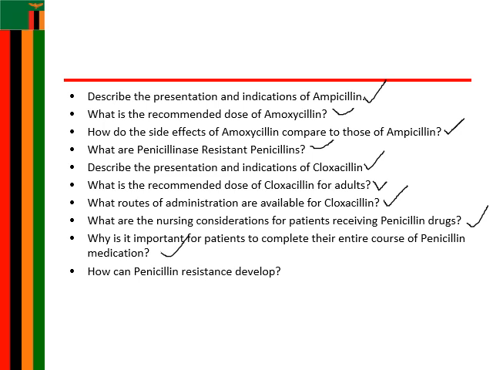How can penicillin resistance develop? Penicillin resistance can develop through the acquisition of the beta lactamase enzymes that inactivate the antibiotic. It can also develop due to alterations in the bacterial cell wall.